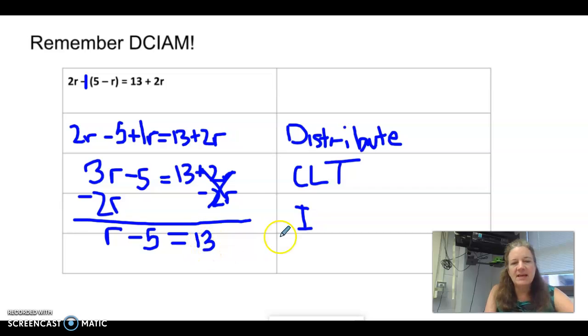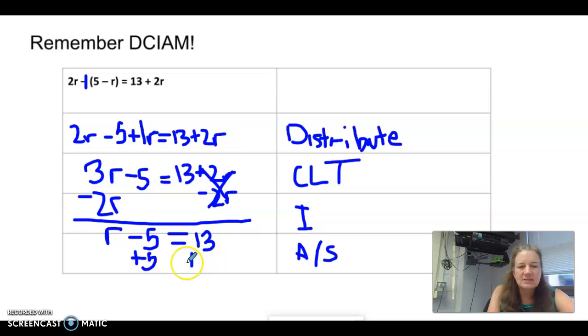Now what I'm going to do is the A. So A stands for addition and subtraction, right? AS. Addition or subtraction. I want R by itself. I'm going to undo the addition and subtraction. I'm going to undo that minus 5 by adding 5 to both sides. And this is going to cancel out again, and I'm going to have R equals 18.